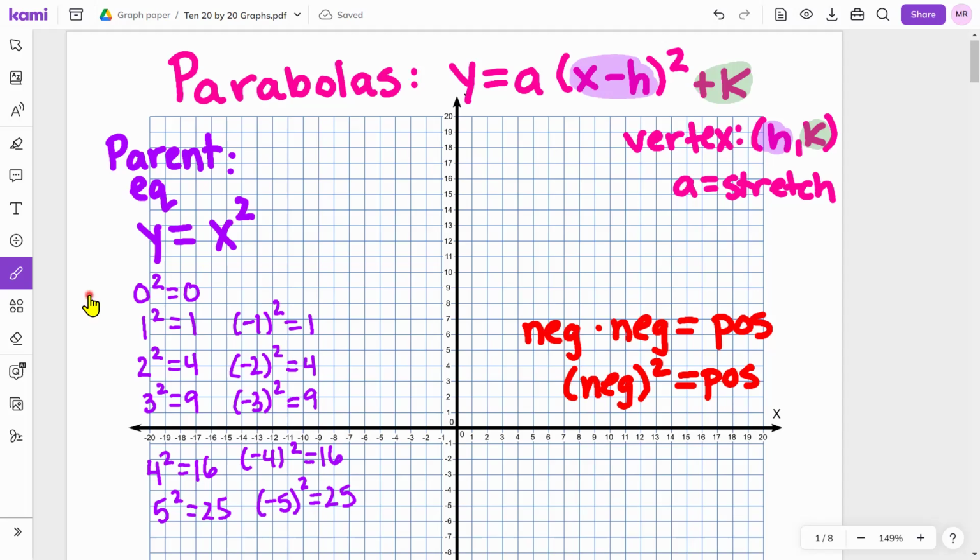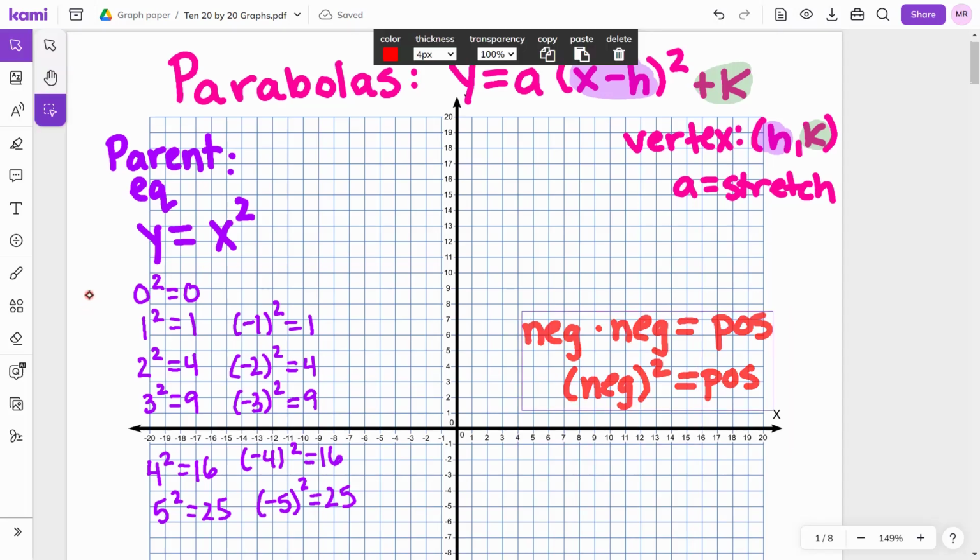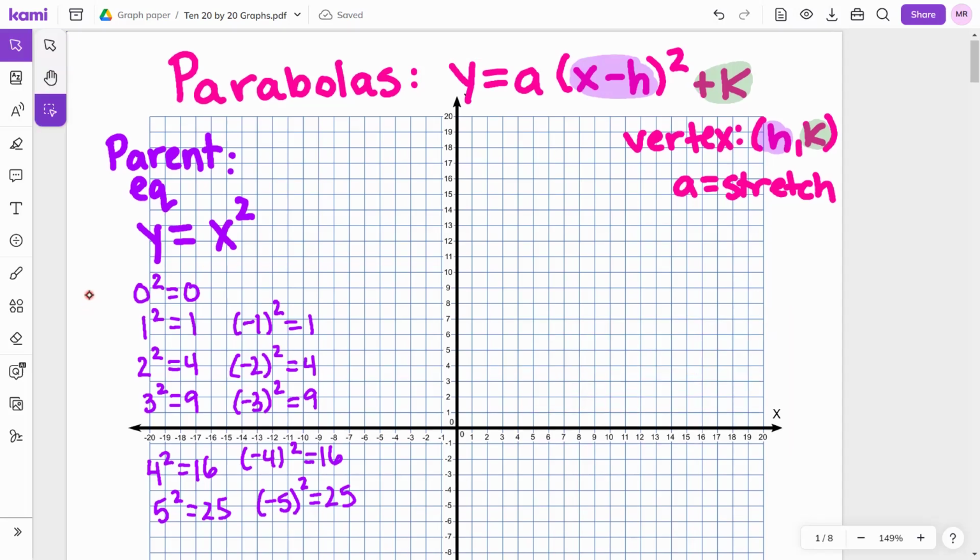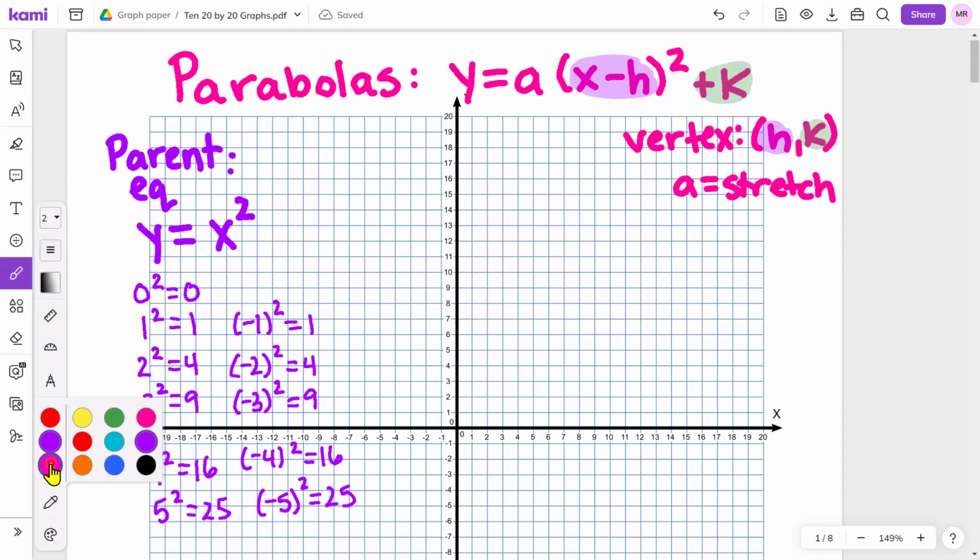So let me just get rid of this. I'm going to be graphing y is equal to x squared, by just thinking about starting at my 0, which would be my vertex for my x squared graph. And I'm going to go to 0, and 0 squared is 0. So I have a point at 0, 0.